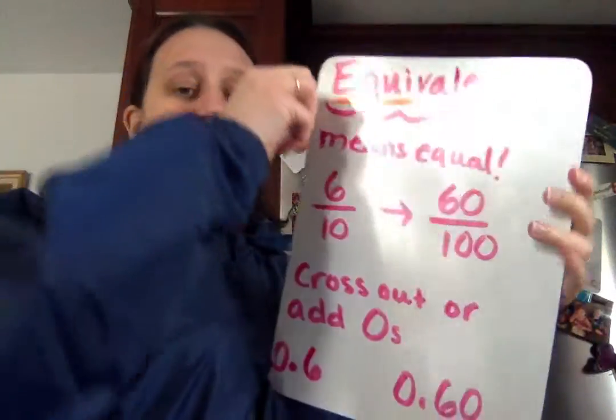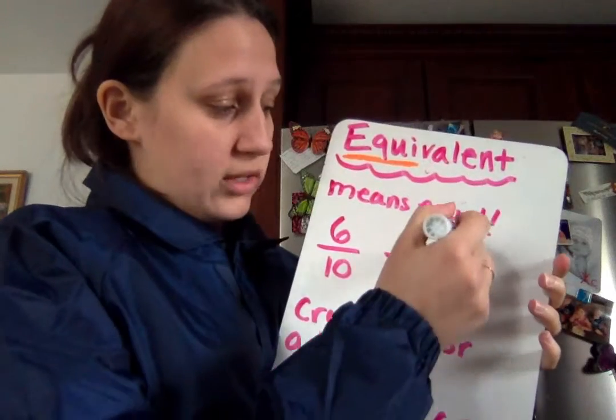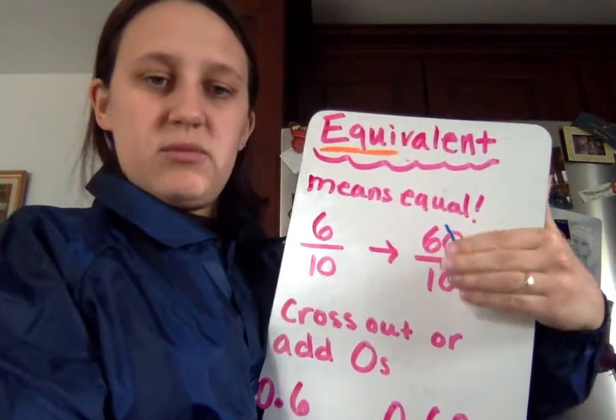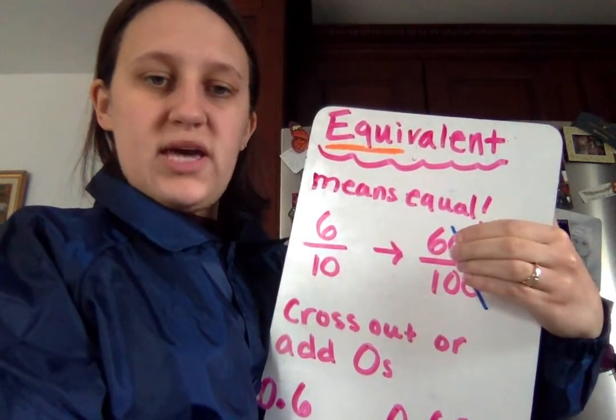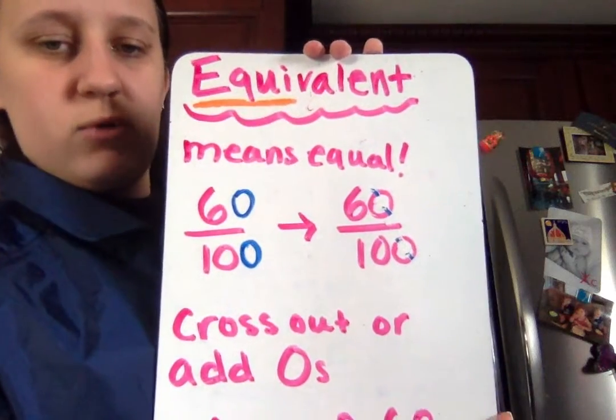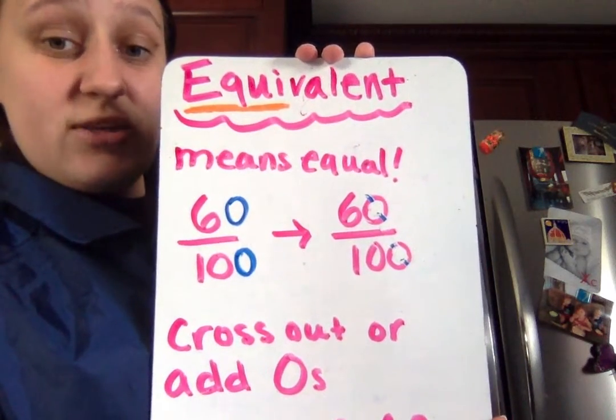So, if I were to cross out 1 zero at the top and 1 zero at the bottom, this would suddenly become 6 over 10. If instead I decided I wanted to do it the opposite way, and I wanted to keep all the zeros because I like having a lot of zeros at the end of my number, I can actually just draw 2 zeros at the end of 60 and 100. And suddenly they're the same.